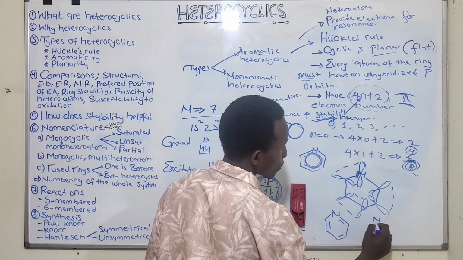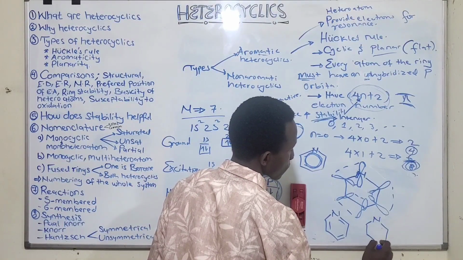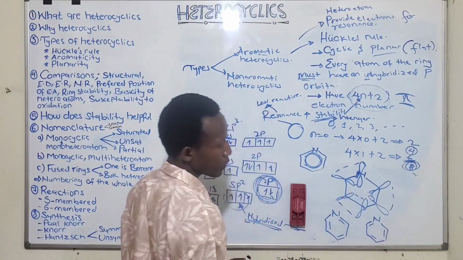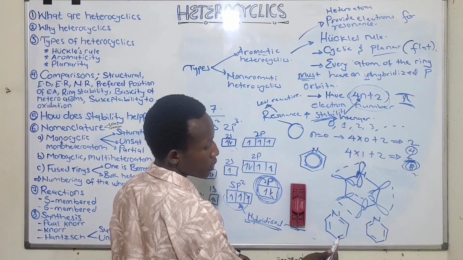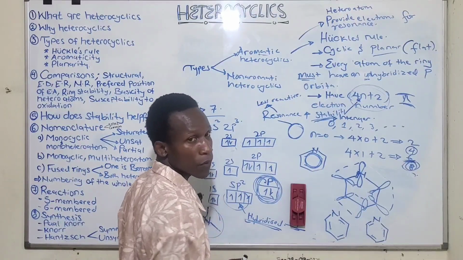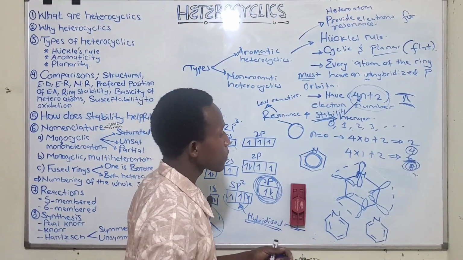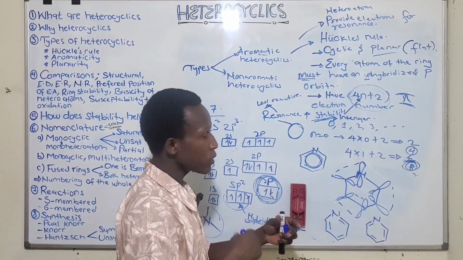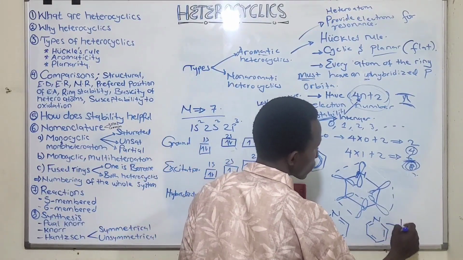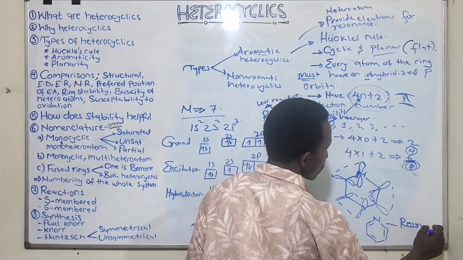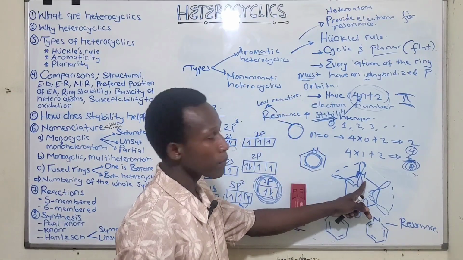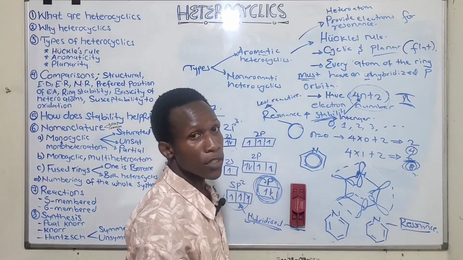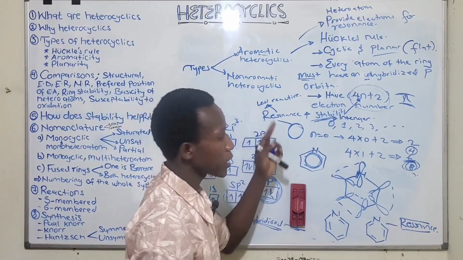So we draw the structure like this. It has changed now. Bonds are here, here, and here. Not here, here, and here, but here, here, and here. So that's the resonance we are talking about. The electrons keep on rotating. So this is what we call resonance. They are not localized on the atom. So they are not available for reactivity. So they are less reactive compared to non-aromatic heterocyclics.